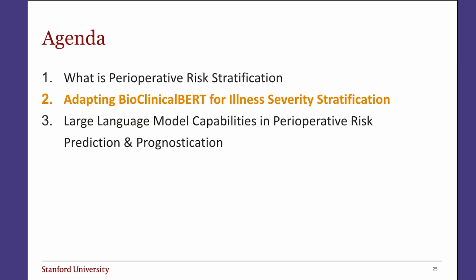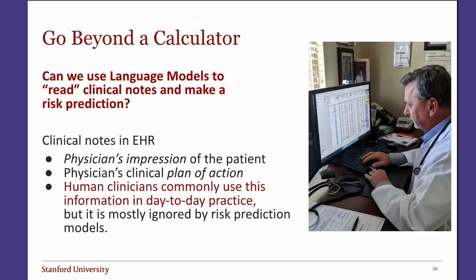So for the next portion, I'm going to move on to some of the research that I've done. The first of which is we took the pre-trained BioClinical BERT model, and we asked the question of whether or not we can use it for illness severity stratification. So this is now seeing if we can go beyond the traditional risk calculator. Can we use a language model to, quote unquote, read a clinical note in the electronic health record and make a risk prediction? And why is this different than these other risk prediction models?